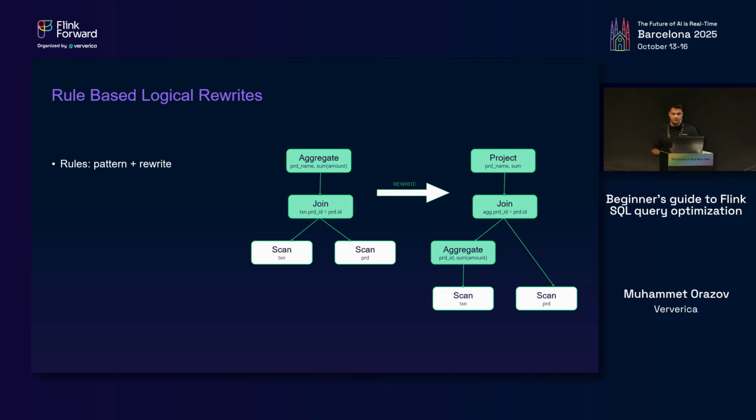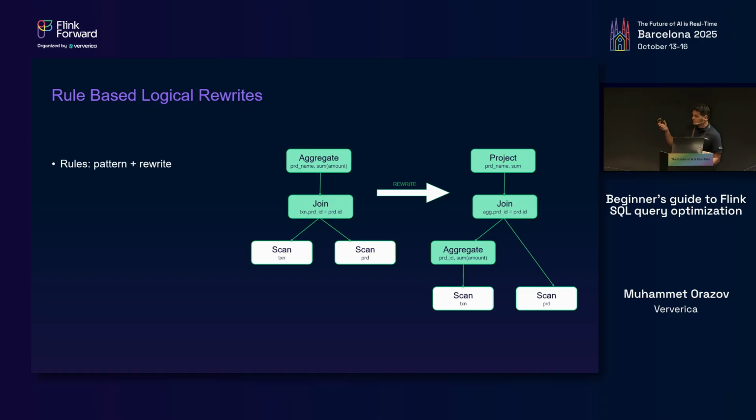So we can look into the rewrite rules. It's one of the most powerful features, which comes from the Apache Calcite optimizer. The idea here is to look for a pattern. Once the pattern is matched, we can rewrite it in a different way. For example, we have here a plan where the aggregate happens after the join.